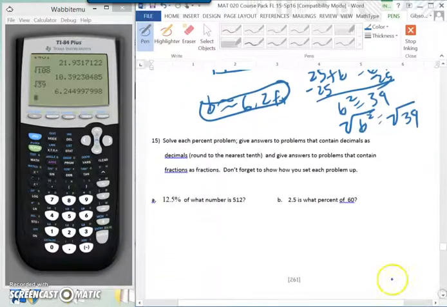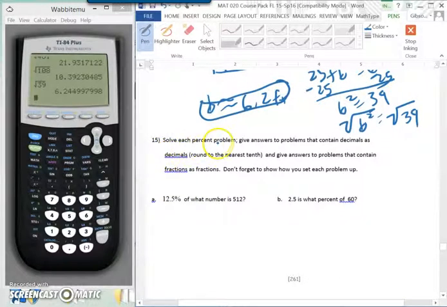Now we come to 15. It says solve each percent problem. Give answers to problems that contain decimals as decimals, round to the nearest tenth, and give answers to problems that contain fractions as fractions. Don't forget to show how you set each problem up.